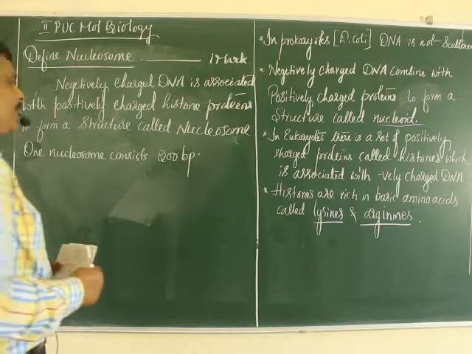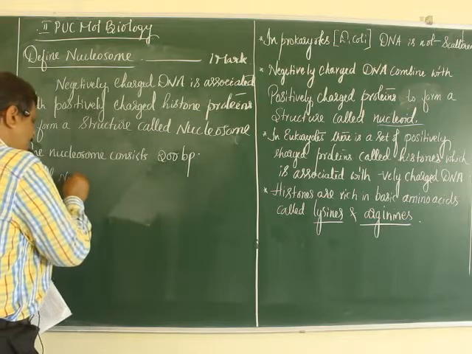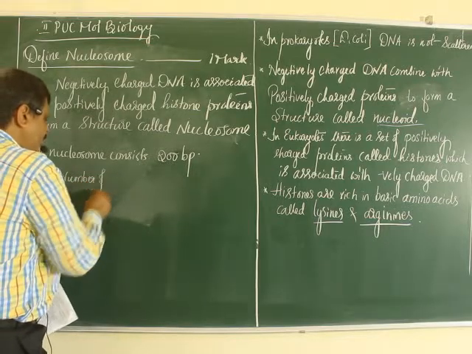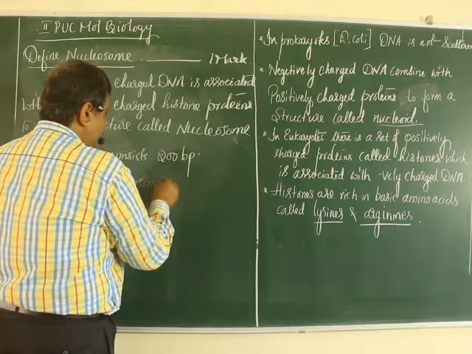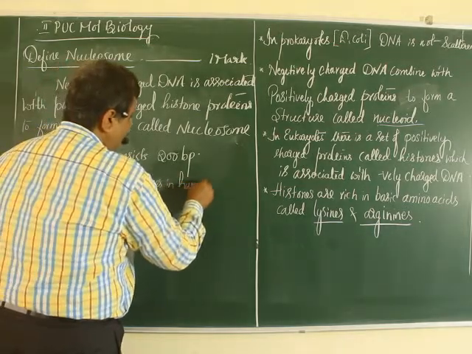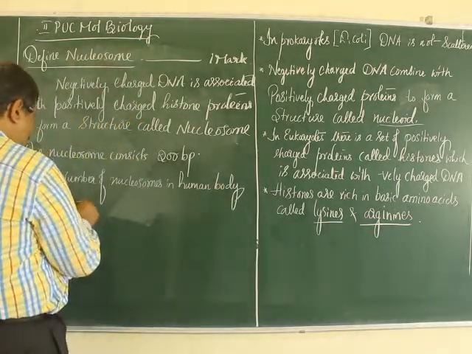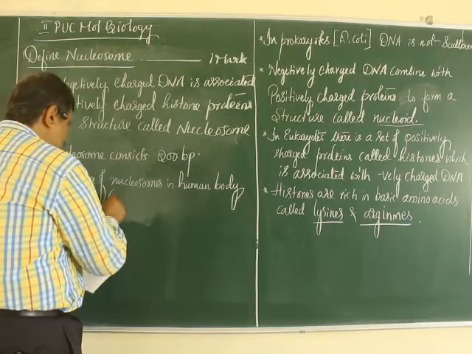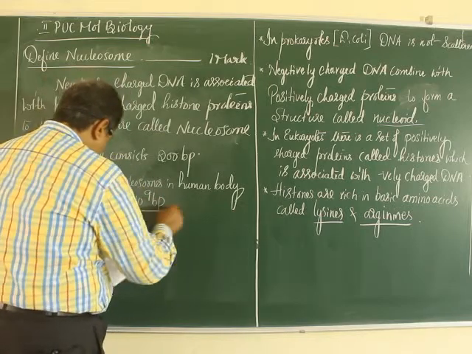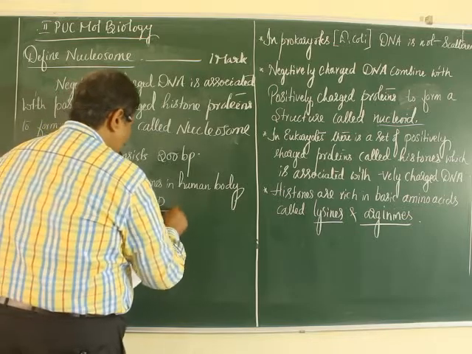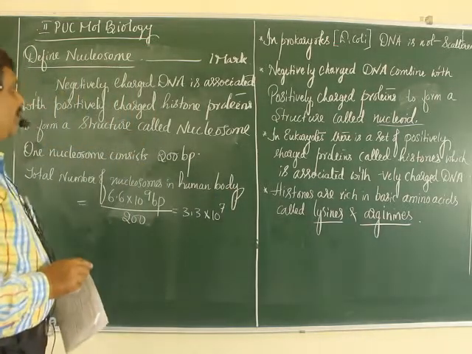Then the total number of nucleosomes in the human body is equal to 6.6 into 10 to the power 9 base pairs divided by 200, which equals 3.3 into 10 to the power 7.